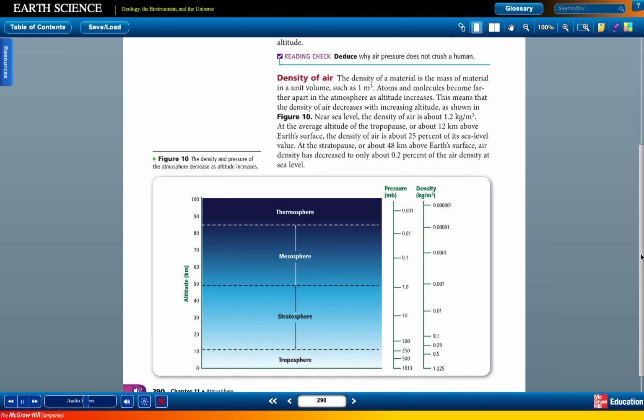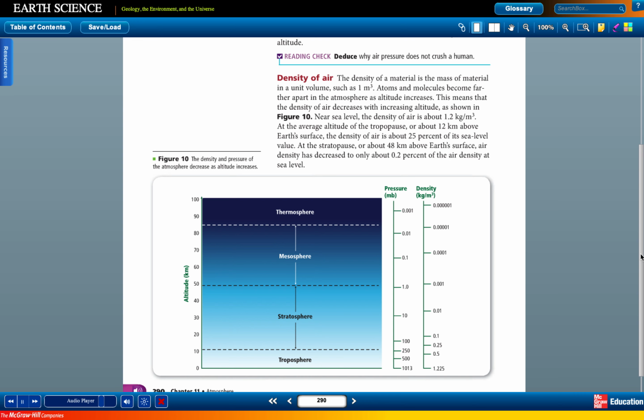Density of air. The density of a material is the mass of material in a unit volume, such as 1 meter cubed. Atoms and molecules become farther apart in the atmosphere as altitude increases. This means that the density of air decreases with increasing altitude, as shown in Figure 11.10. Near sea level, the density of air is about 1.2 kilograms per meter cubed.